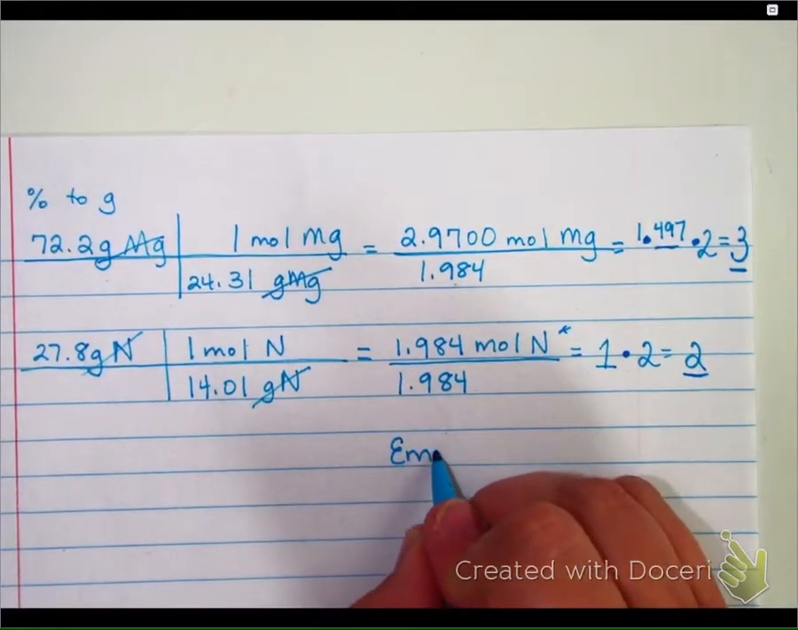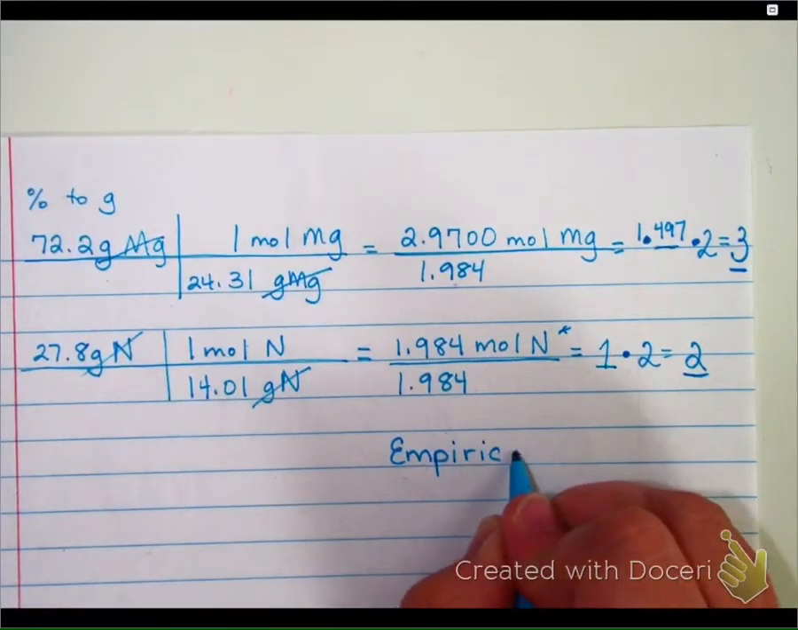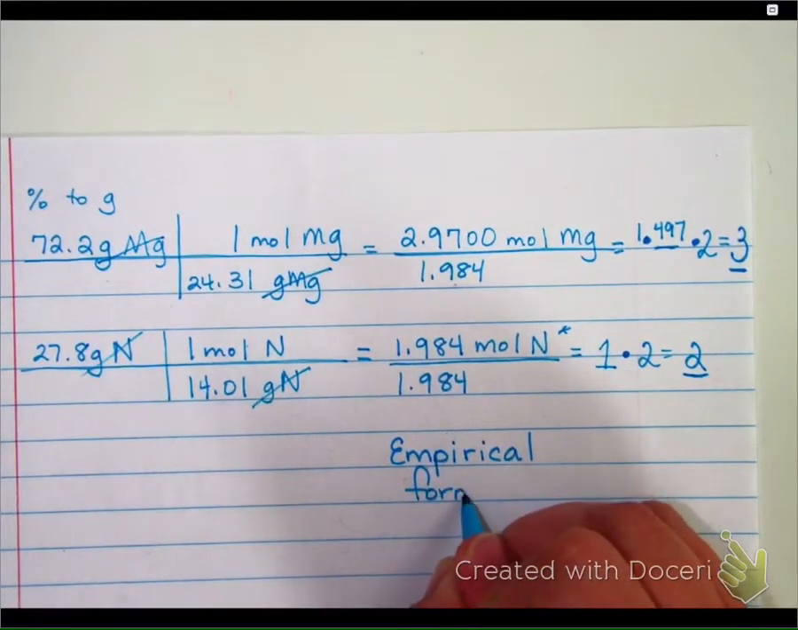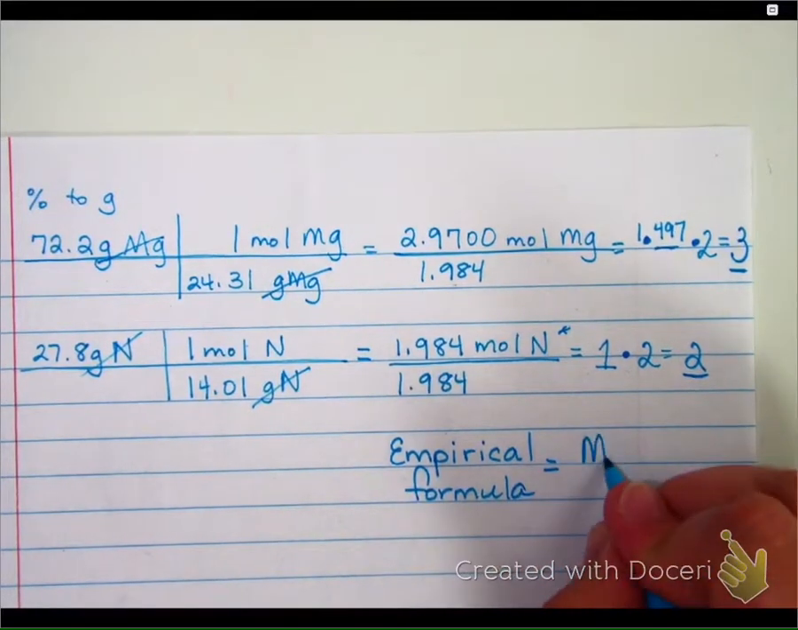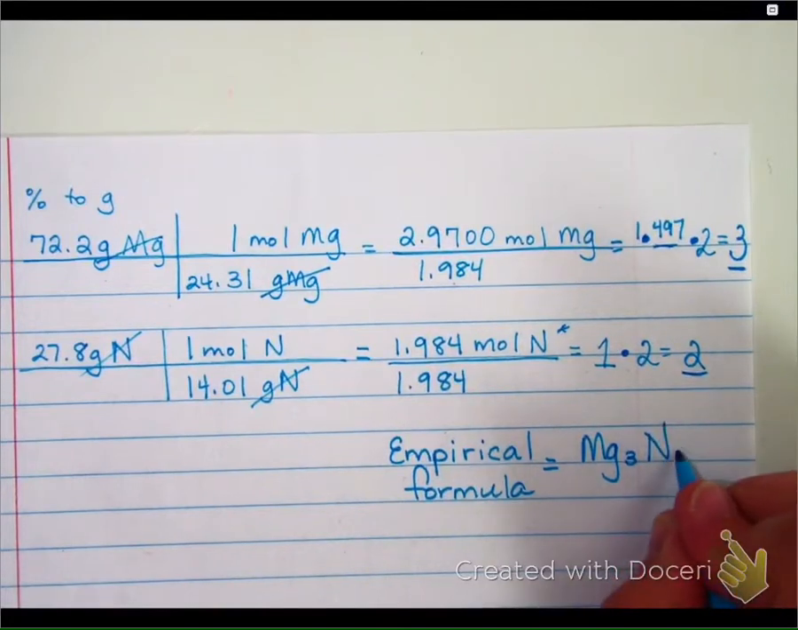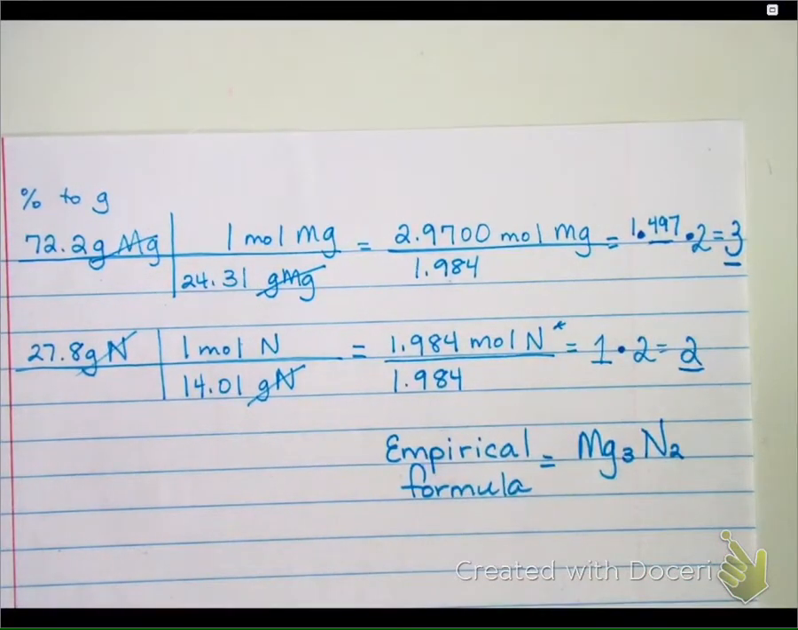So the empirical formula for this problem is Mg with the 3 and N with a 2. So this is magnesium nitride for your empirical formula for number 6. That was the problem that we were doing on that one.